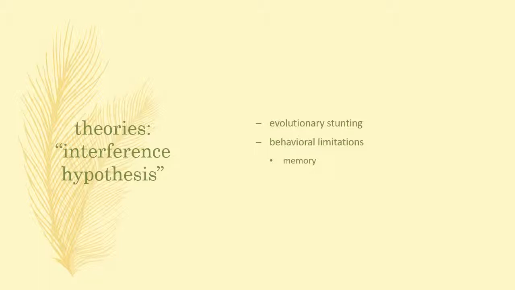Since being coined by Aristotle, there have been several theories to attempt to explain the phenomenon of flower constancy in honeybees. Some are contradictory, and some actually work together to illuminate more information, but the first is known as the interference hypothesis. It's rather Darwinian, considering it emphasizes evolutionary stunting and behavioral limitations, specifically in the honeybee's memory. So what this theory says is that honeybees are constant to specific flower species because learning to pollinate a new flower would interfere with their memory of pollinating the previous flower.